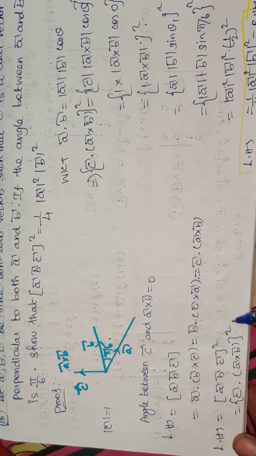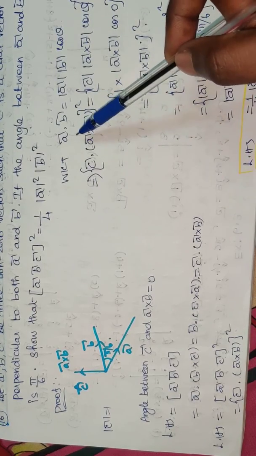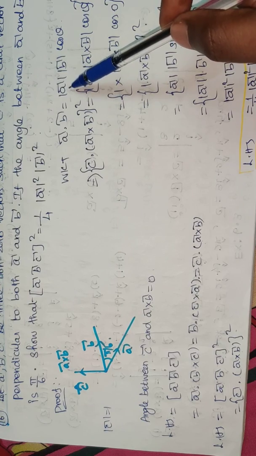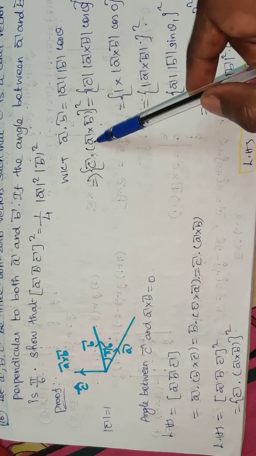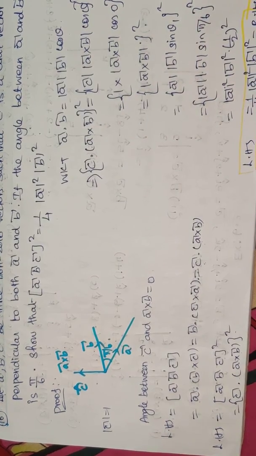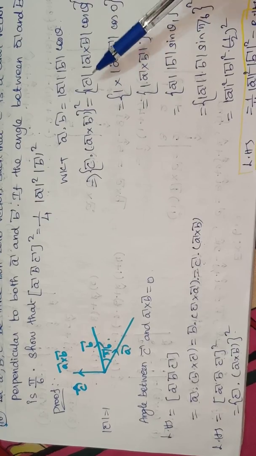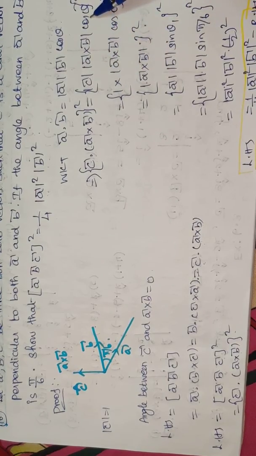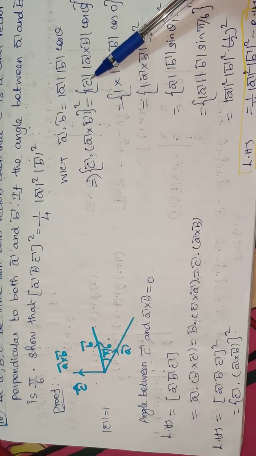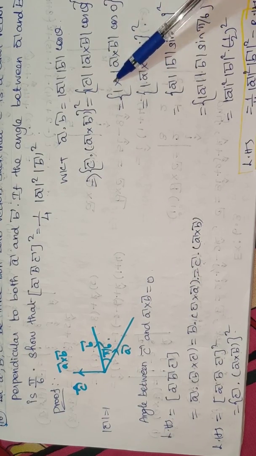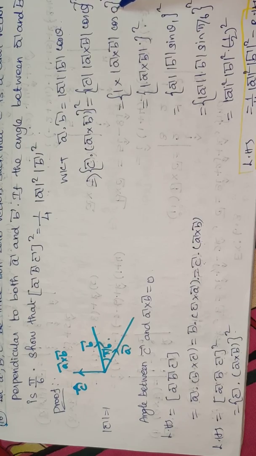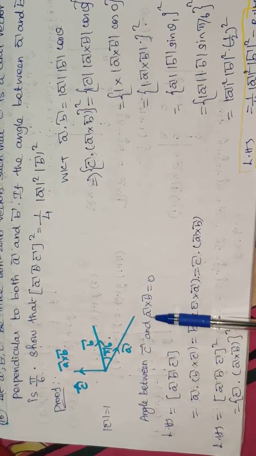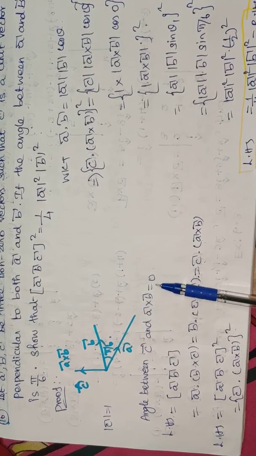Now already you know A vector dot B vector is equal to modulus of A vector, modulus of B vector cos theta. Now C vector dot A cross B, we have to use the same formula. So what will we get? Modulus of C vector, modulus of A vector cross B vector, cos theta, the whole square. Modulus of C vector is a unit vector, value 1, into modulus of A vector cross B vector into cos theta. Here theta value is 0, because we already know the angle between C vector and A cross B is 0.